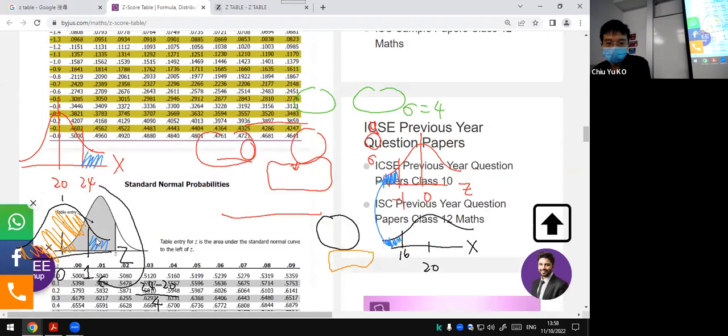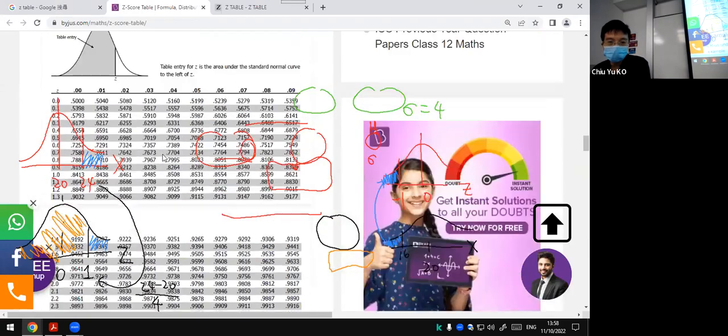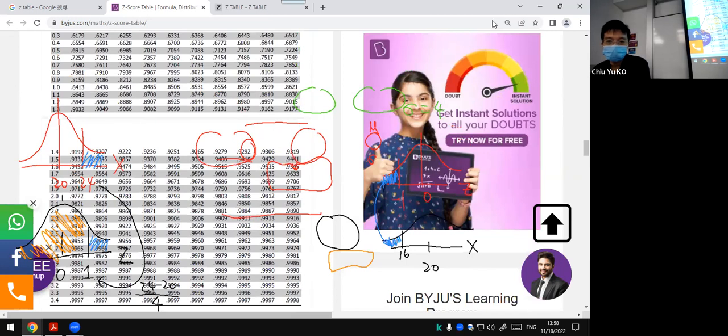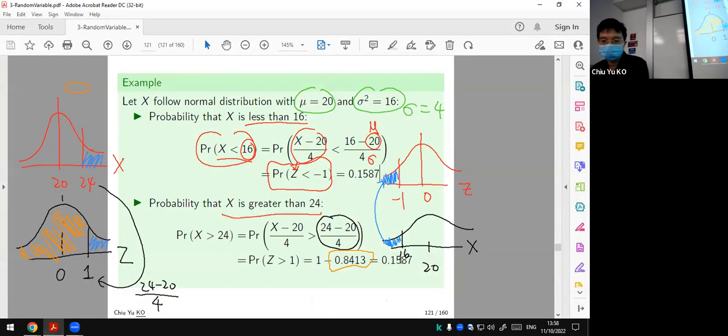Look at this table. Look at the number one. It's actually here: 0.8413. I don't know whether you can see that clearly, but this is the entry. So the orange one is 0.8413. I hope that is more or less clear. So that's how you get it. Subtract, and it is 0.1587.